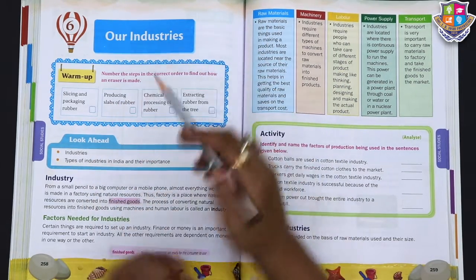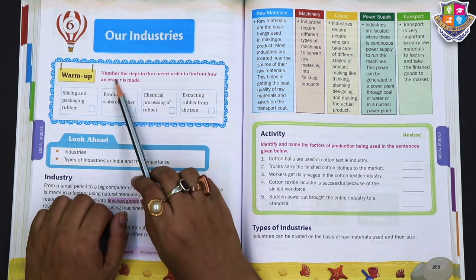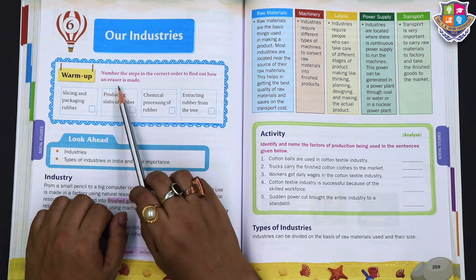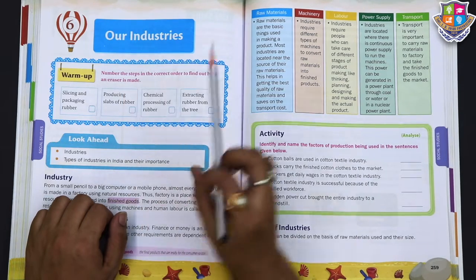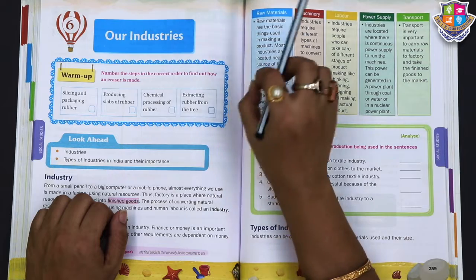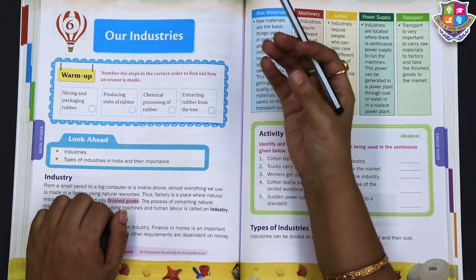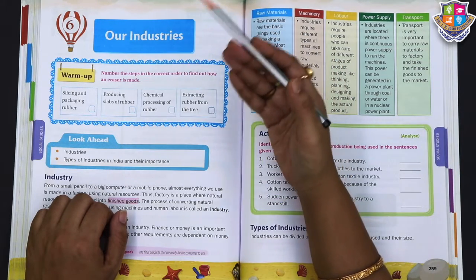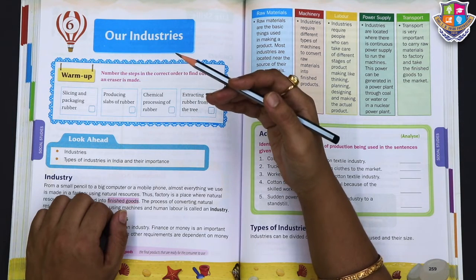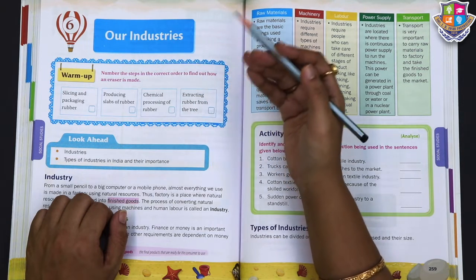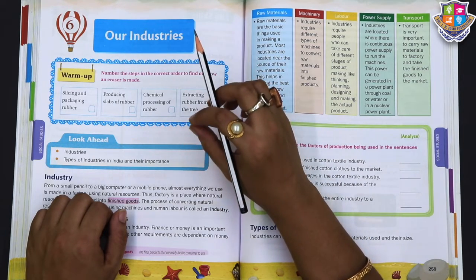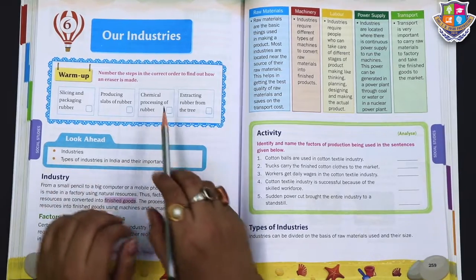So let's begin. Warm up. Number the steps in the correct order to find out how an eraser is made. We use the eraser, isn't it, to erase a mistake. Now, from where is this eraser made? From rubber, isn't it? From the rubber plantation, the eraser is made. Now, how is the process done so that we get the finished good as an eraser which we are using? So let us see.